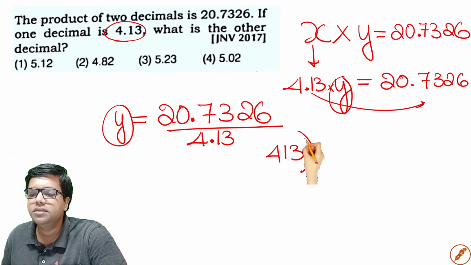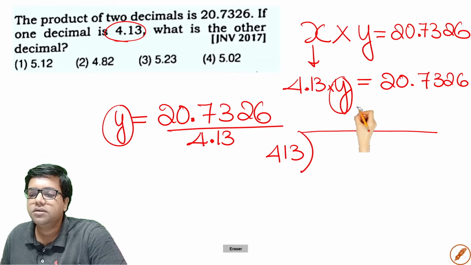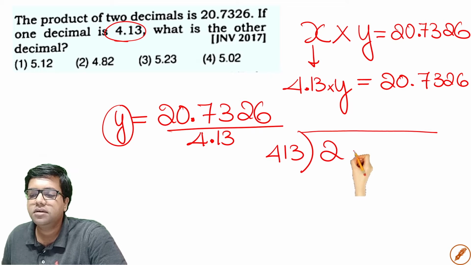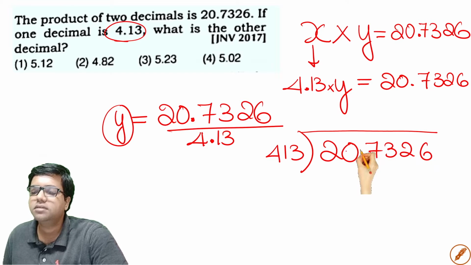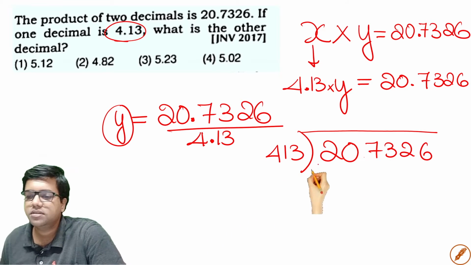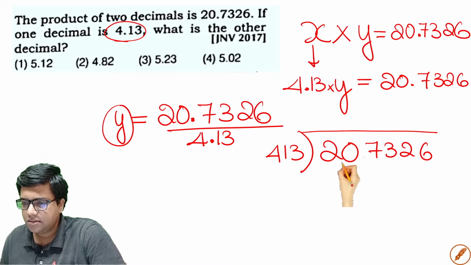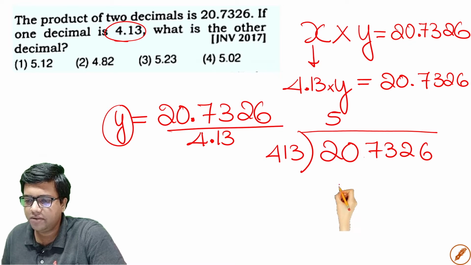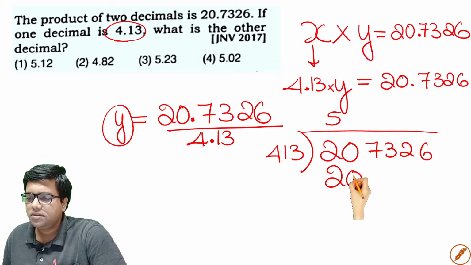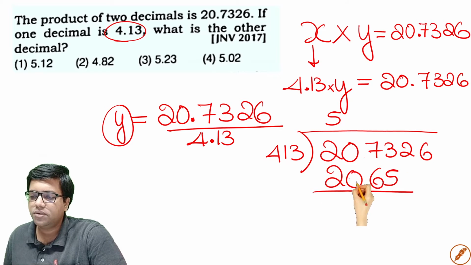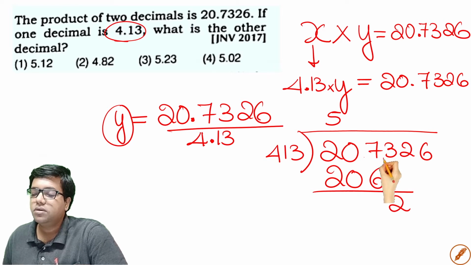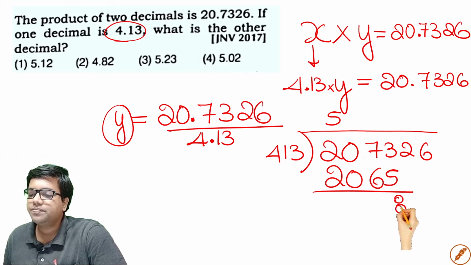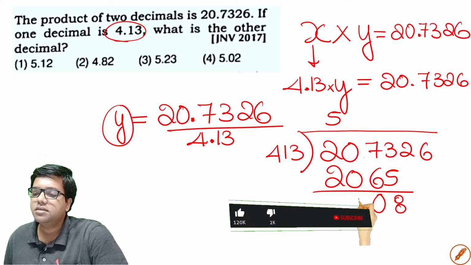413 is the divisor here. So we will take the next number. The dividend is 207326. Okay, so these are the numbers which are given to us. So can you divide this? 413 fives is 2065. So what is the value that you get? 13 minus 5 is 8, and 6 minus 6 is 0, 0, 0.